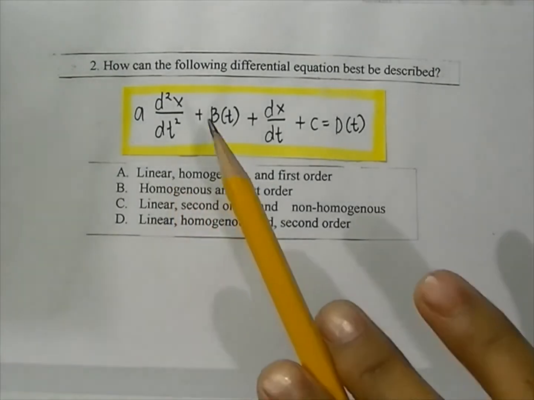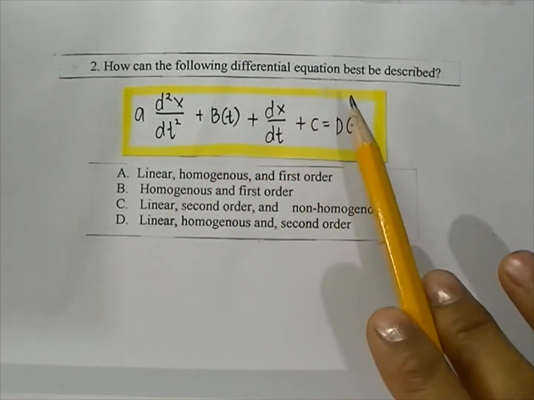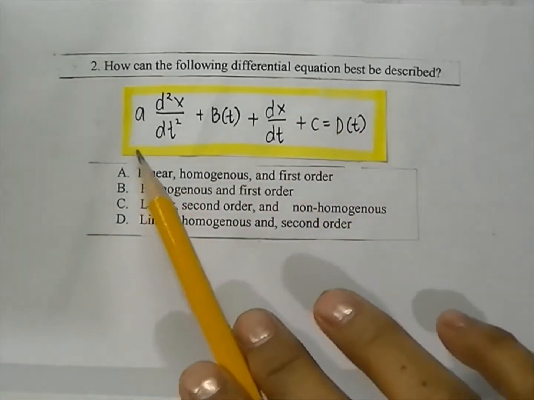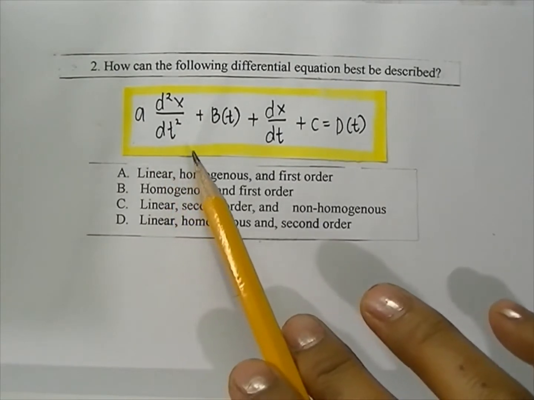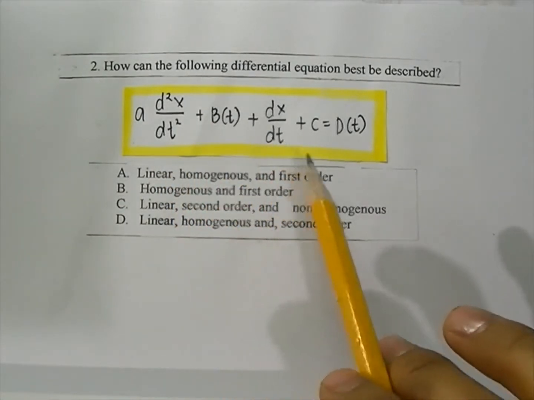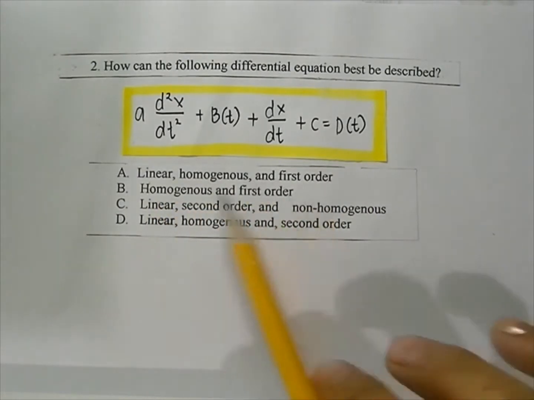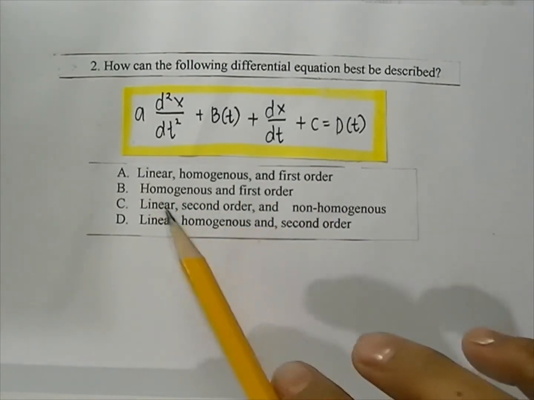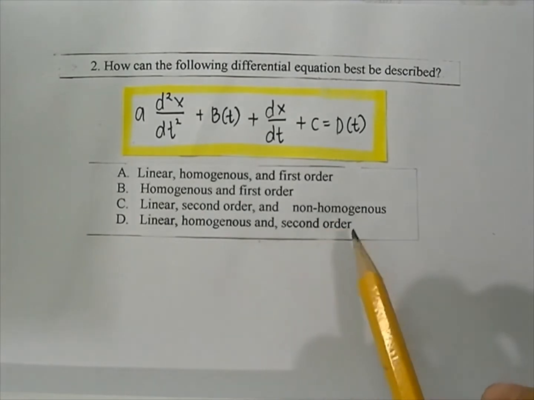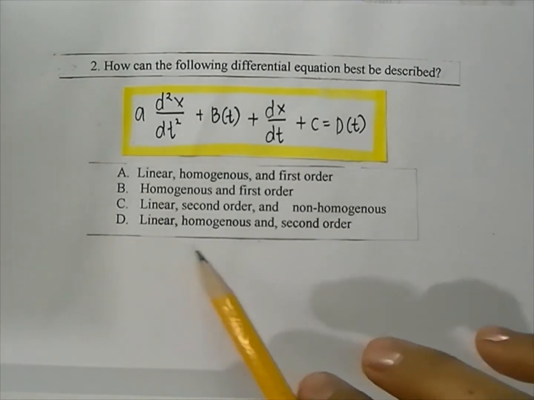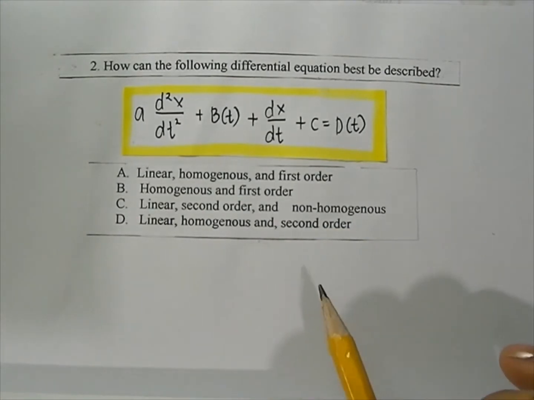Number 2, how can the following differential equation best be described? A d squared x over dt squared plus b t plus dx over dt plus c equals d t. A. Linear, homogeneous, and first order. B. Nonlinear, homogeneous, and first order. C. Linear, second order, and non-homogeneous. And D. Linear, homogeneous, and second order.